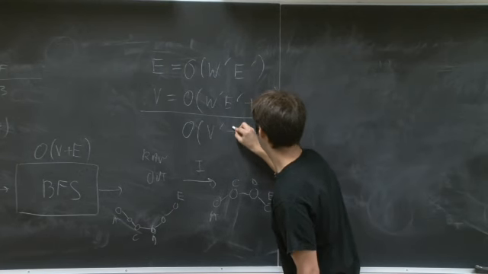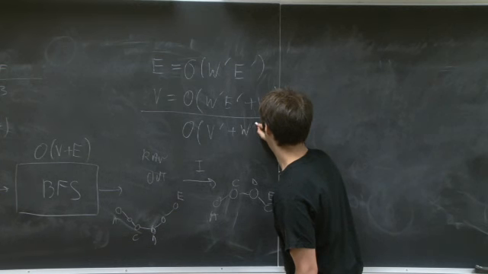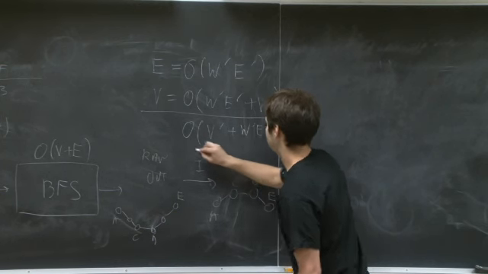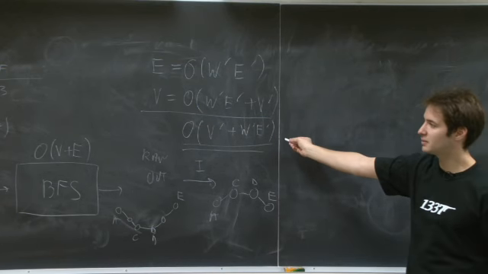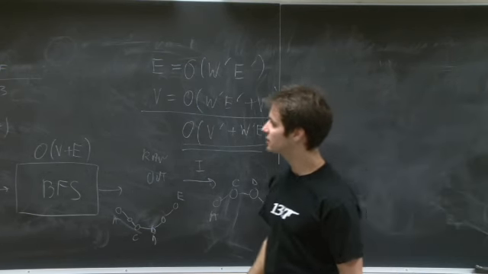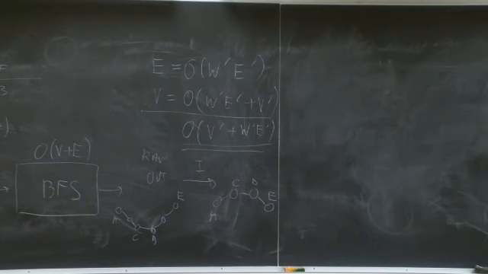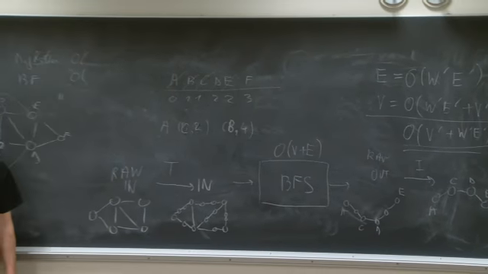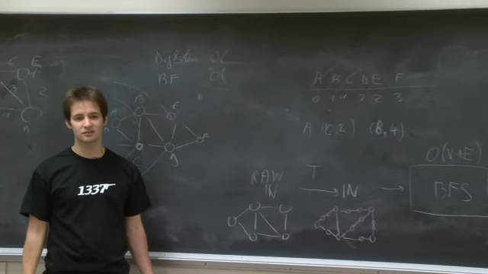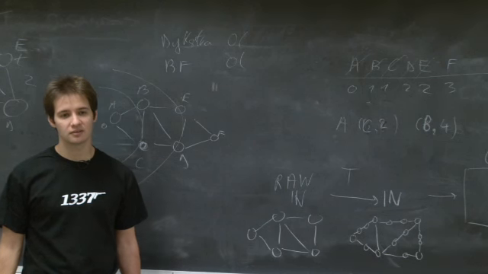OK, I'll put it the other way around. Plus W prime E prime. OK, so this is the running time that we have. Now, does anyone remember Dijkstra's running time and Bellman-Ford's running time? Was it proportional to weight? So what's the running time for Dijkstra? V log V plus E.